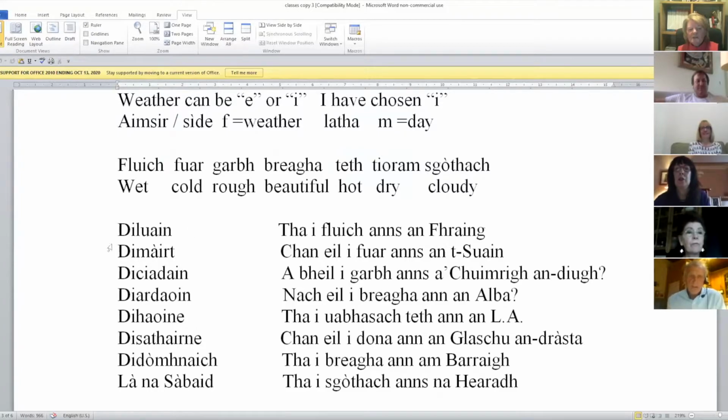Jaloon, Jamast, Jakirdin, Jiardun, Jahunya, Jisaharna, Jidoni, and Lana Savage. We've got 8 days in the week in Gaelic.